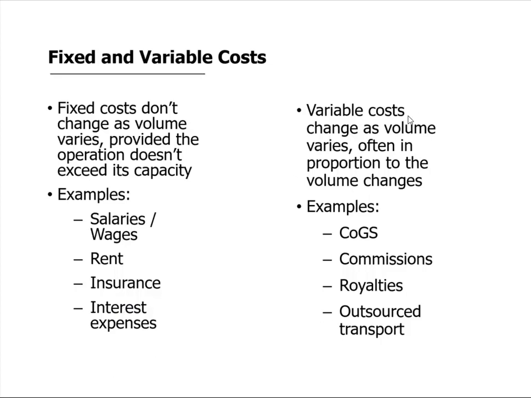As far as variable costs are concerned, what we've learned is that these change based on volume, and it's normally in proportion to volume changes, which often shows up, or does show up mostly, in the sales that the business does. All right, so cost of goods sold is a variable expense. Often the commissions are variable. It's a percentage of sales. Royalties works on the same basis.